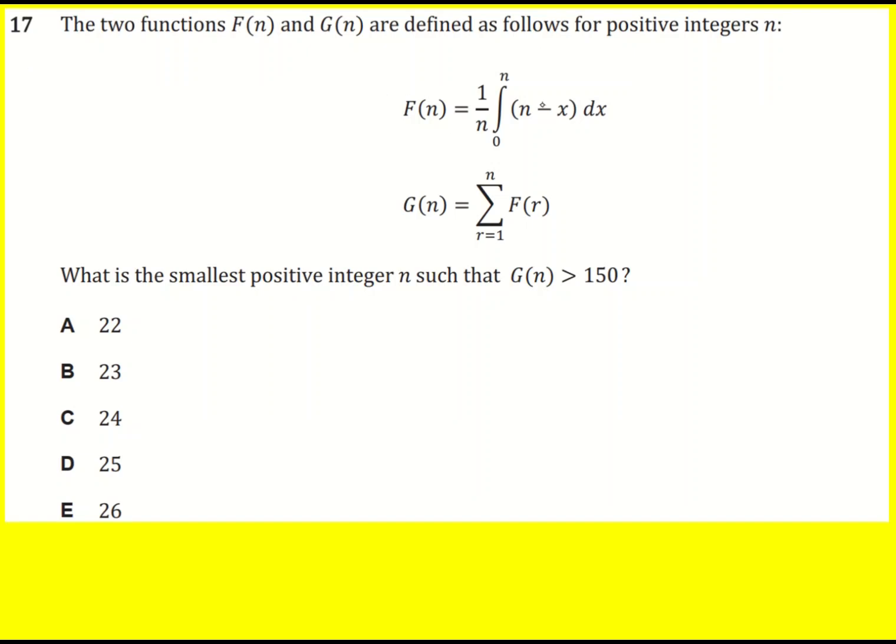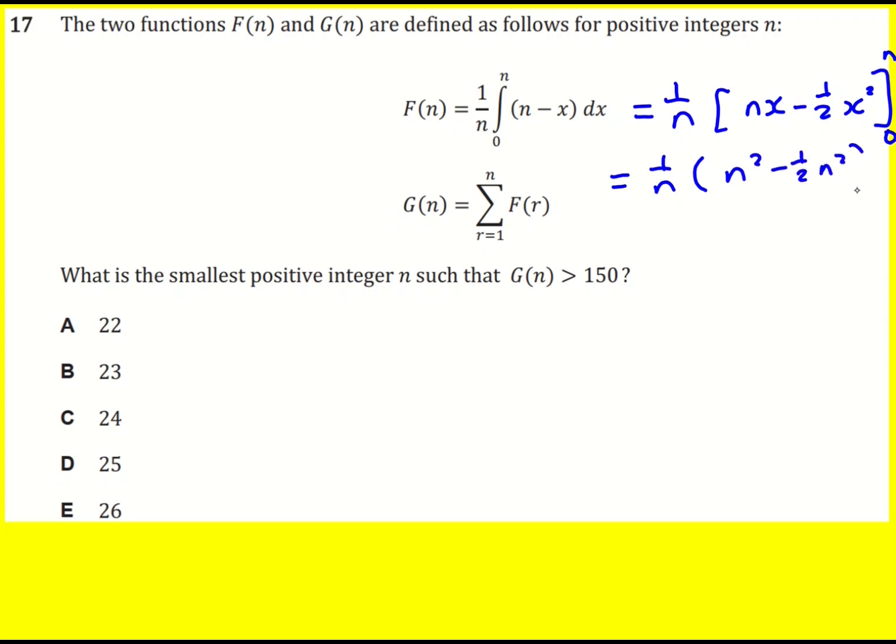f of n is defined like this. I'm going to deal with that to begin with and do the integral. So it will be 1 over n, and then nx minus a half x squared evaluated between 0 and n. Sub in, I'll get n squared minus a half n squared, and then just minusing 0, which will give me 1 over n times a half n squared. I'm going to get half n.